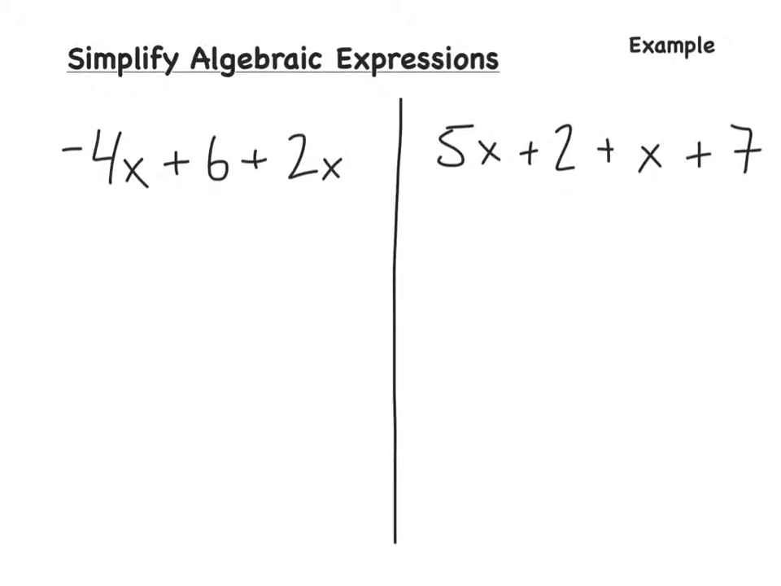So now we're going to simplify some algebraic expressions. If we have the first one, we have negative 4x plus 6 plus 2x. What might actually help you is when you think about whether the sign is positive or negative, I like to break up my terms. So if we have a break right here, and we have a break right here.